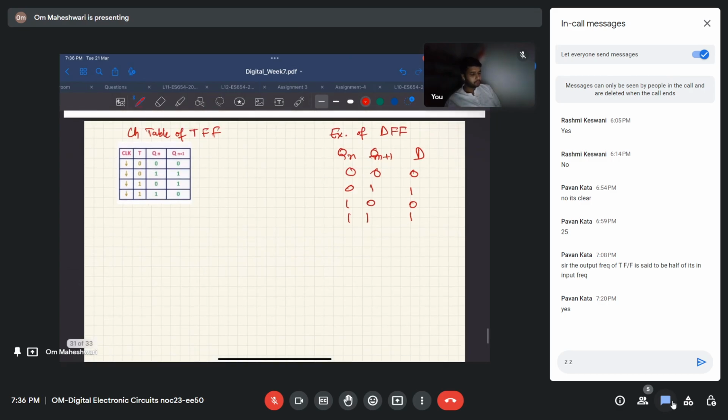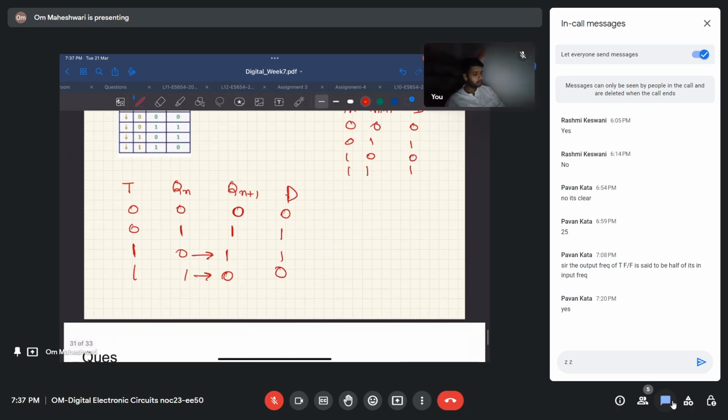Okay, so let us write it properly. If we have T, Qn, Qn plus 1: 0, 0, 0, 1, 1, 0, 1, 1. We know when it is 0, it will just hold its state. Whenever T is 1, it will toggle. Now D, we know, is Qn plus 1: 0, 1, 1, 0.